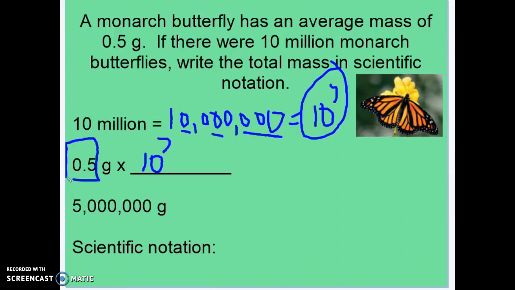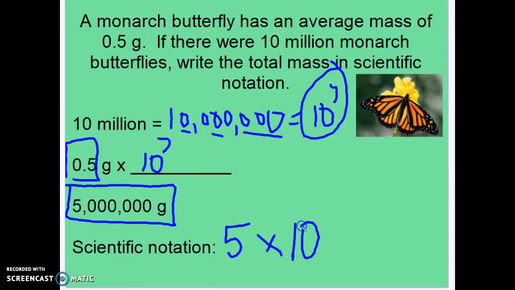So if you were to multiply this out, 0.5 times 10 to the 7th is actually going to be equal to 5 million. So we have this as our grams, but we need to write it in scientific notation. So one digit to the left of the decimal, and then everything else is 0, so all we have to do is write 5. 5 times 10, and then how many zeros are there? There's 6, so times 10 to the 6th power.